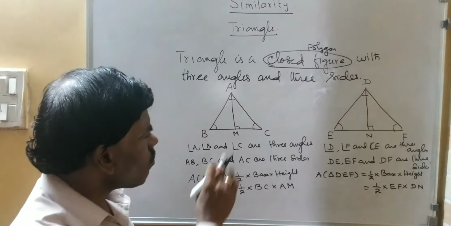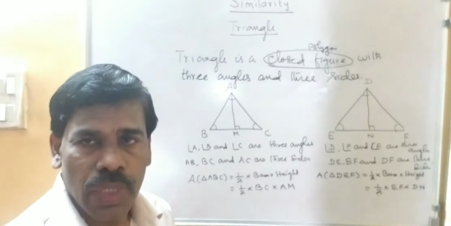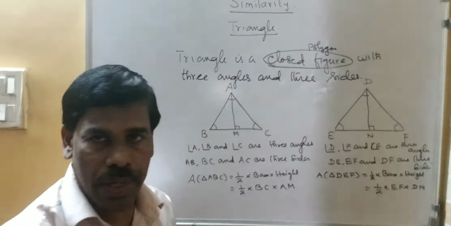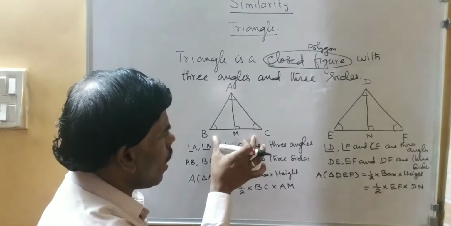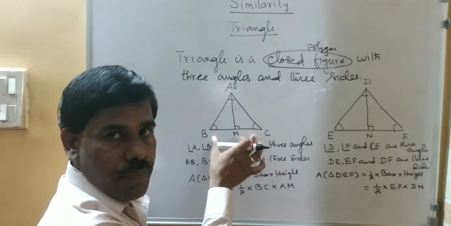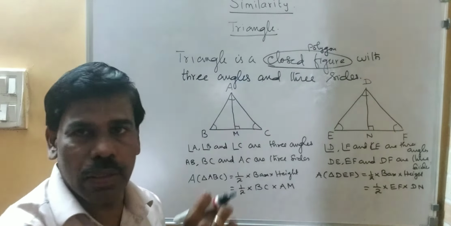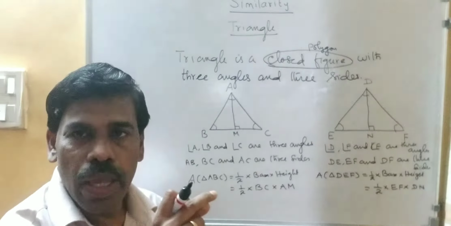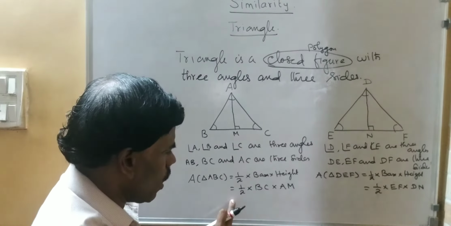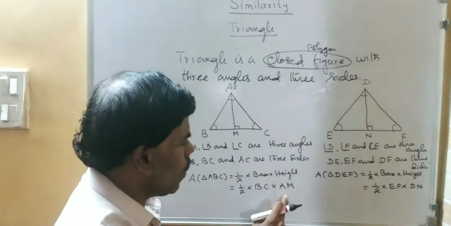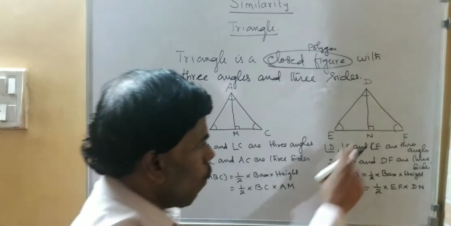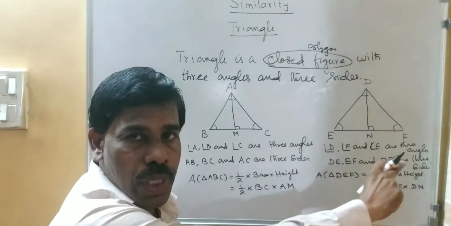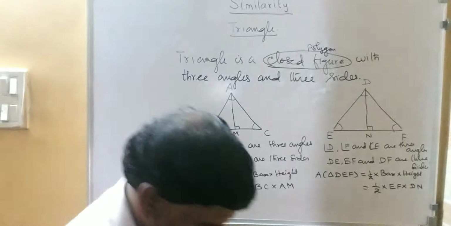Now, what is the area of the triangle? What is the formula? Half into base into height. What is the base of this triangle ABC? BC. What is the height? Height means perpendicular, or altitude, AM. AM is the height. So what is the area of the triangle ABC? Half into BC into AM. Now similarly, what is the area of the triangle DEF? Half into EF into DN. Right?